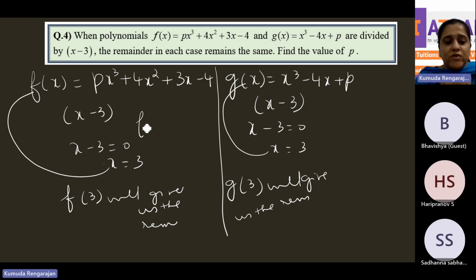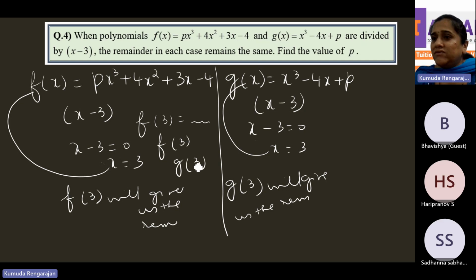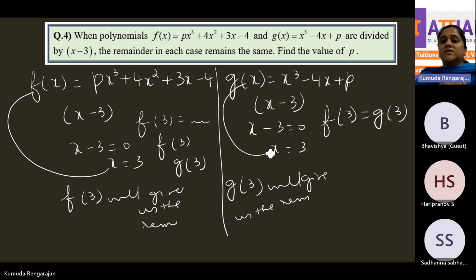I told you, when you write f of 3 is equal to, you must write the remainder here. So f of 3 will give you the remainder. g of 3 also will give you the remainder. But what's the condition given? The remainder you get here is equal to the remainder you get here. The remainder is the same in both the cases. That means f of 3 is equal to g of 3. We are always interested in constructing that equation first. If you construct the equation, then working is easy.